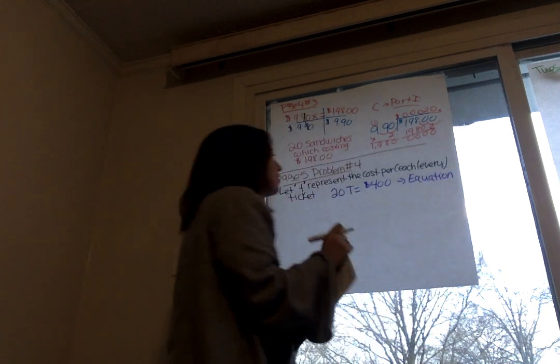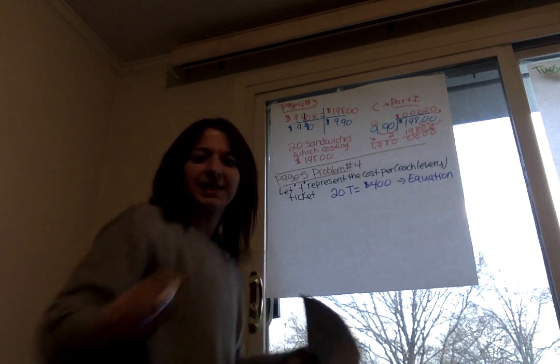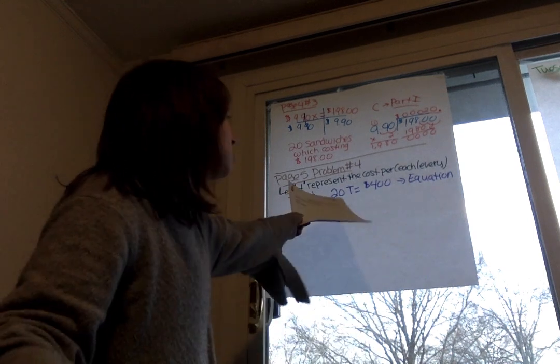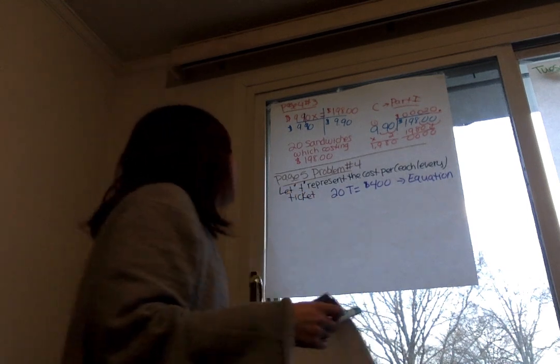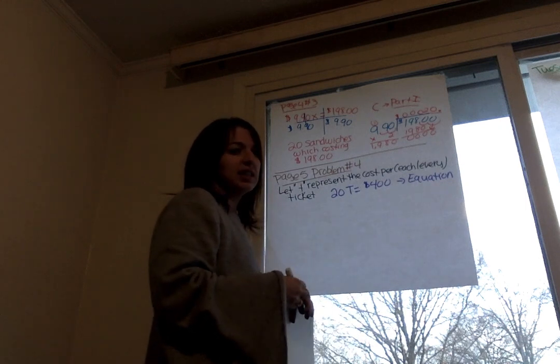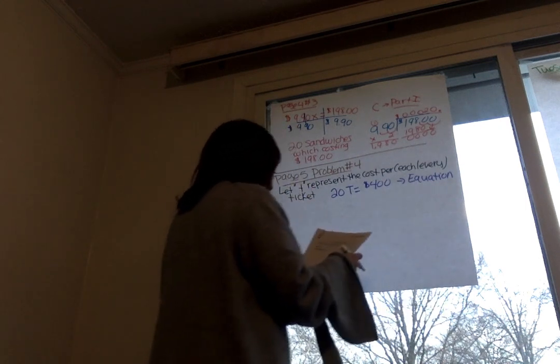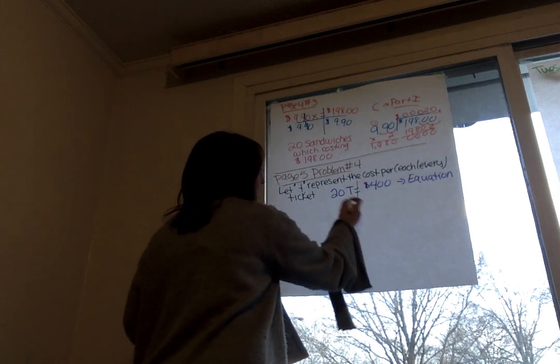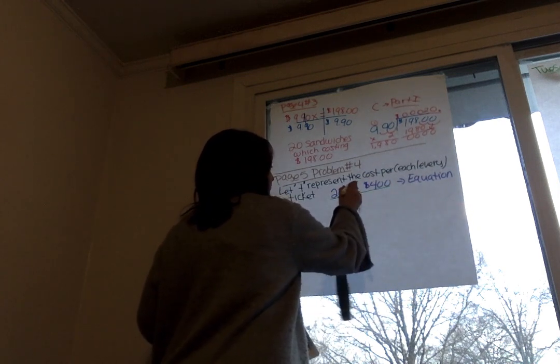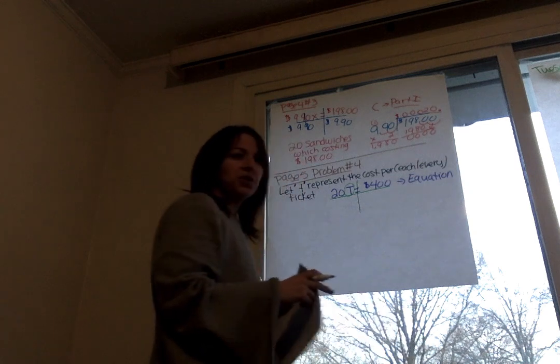So I wrote the equation. Now I got to solve the equation to figure out what number T equals, to figure out how much each ticket is that Samira is selling at the school fundraiser. So now I'm going to do my wall method. I want to figure out what the value or what number T is.